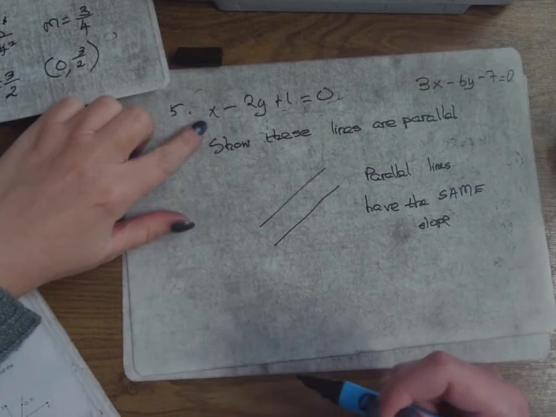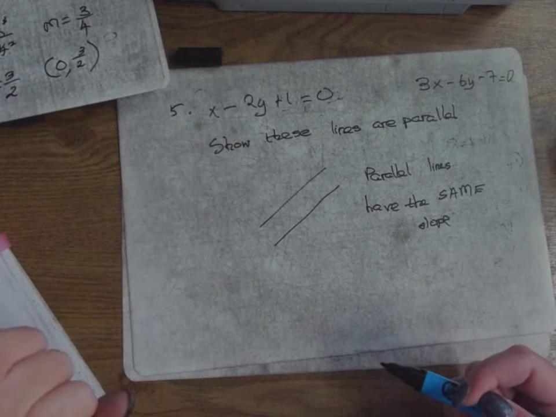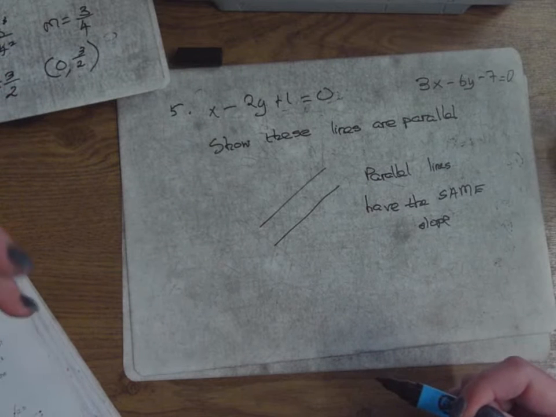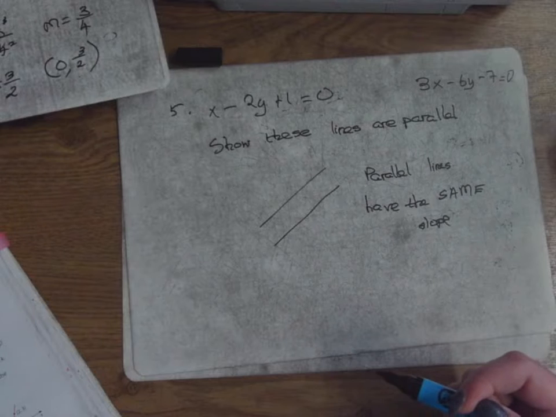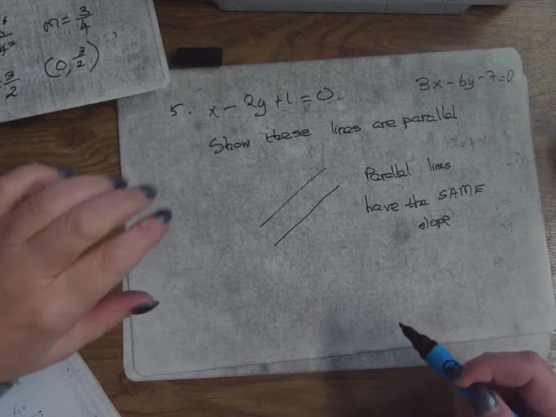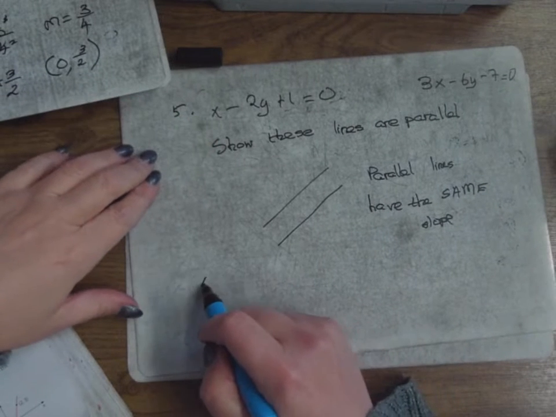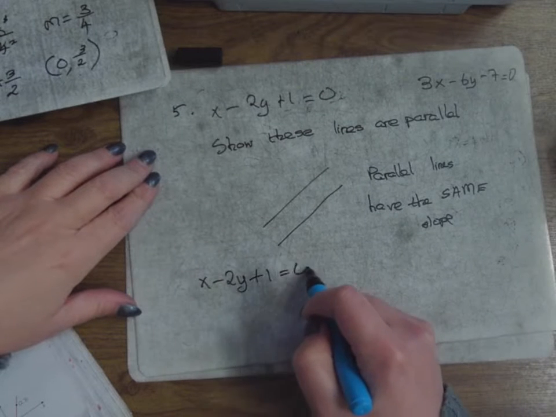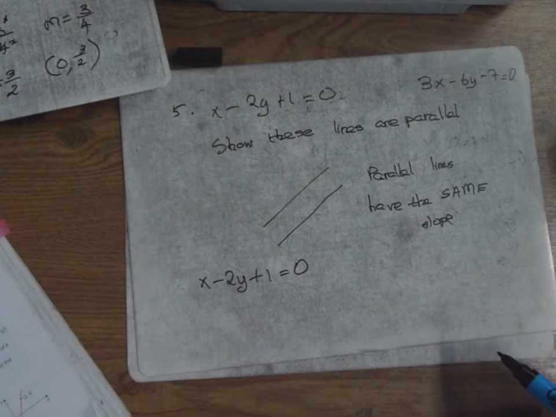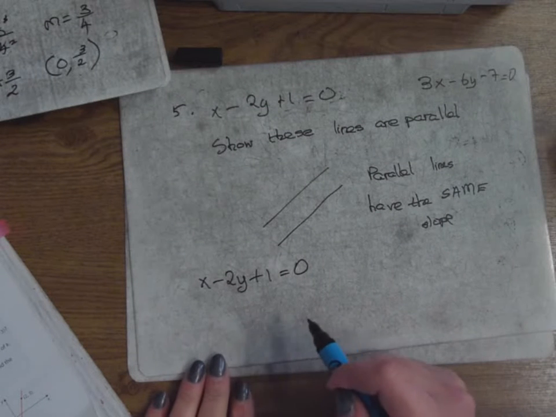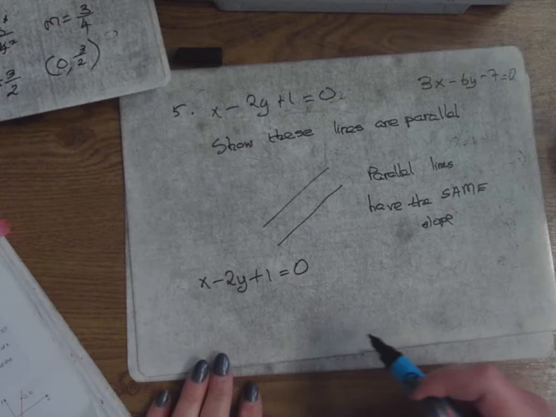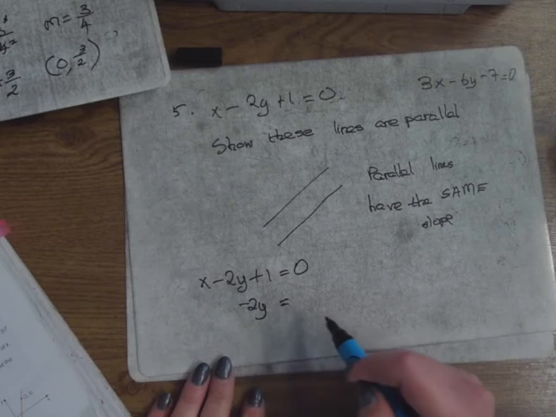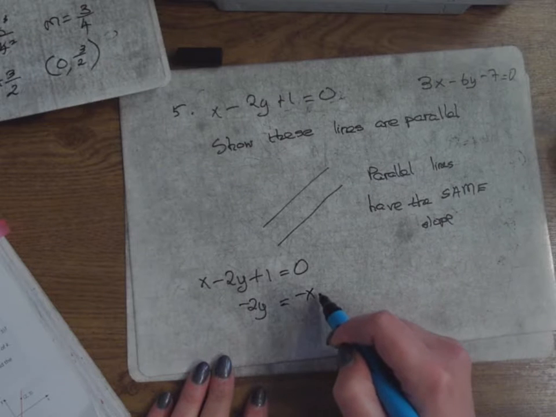So how do I get the slope of the line? I rearrange it, like we just spent the last 8 questions doing. Rearrange it so I have y equal to everything else. Isn't that what I do? So I'm going to take the first line, x minus 2y plus 1 equals 0. I want y on its own on the left equal to everything on the right. So, what's the first line read? Minus 2y equals minus x minus 1.